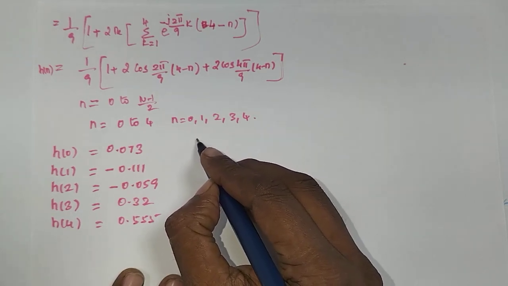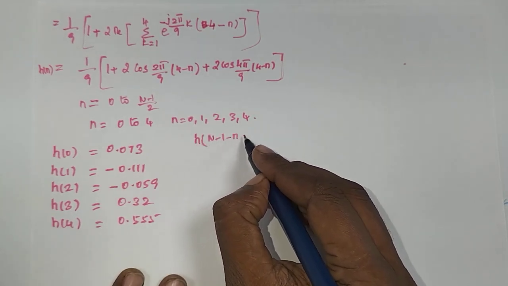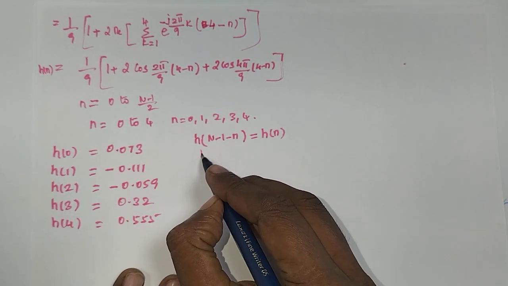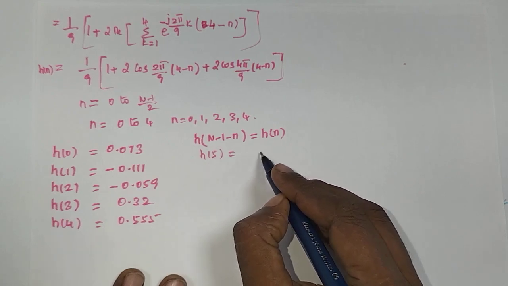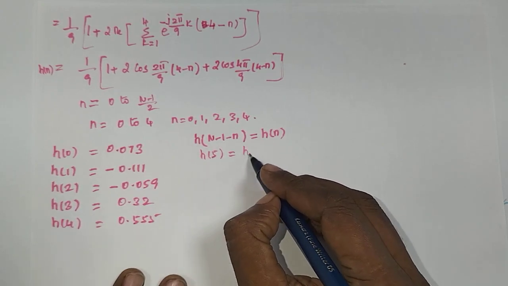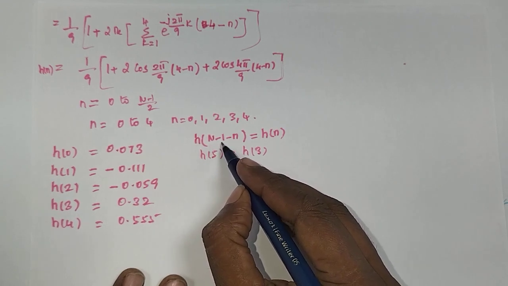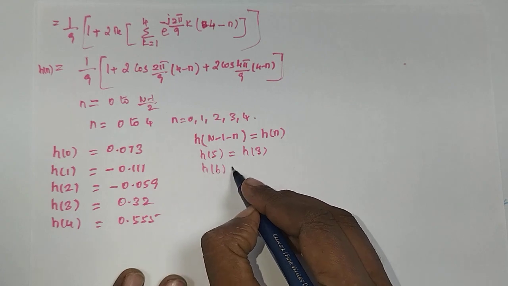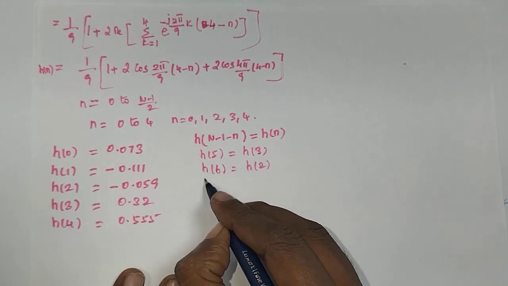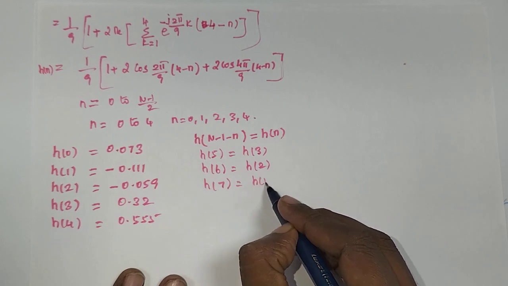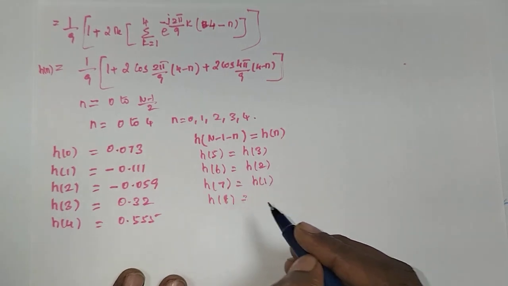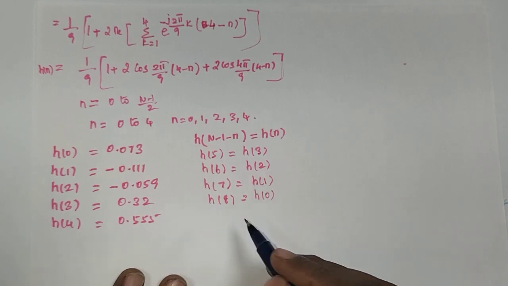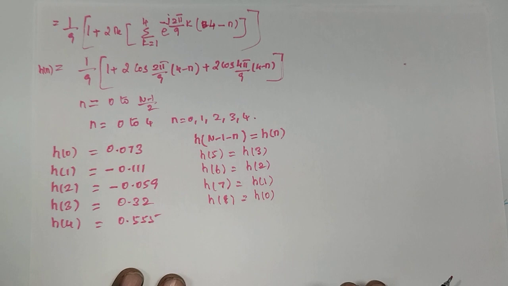The condition is h of n minus 1 minus n is equal to h of n. So for the other filter coefficients, that is h of 5 is equal to h of 3, that is 9 minus 1 is 8, 8 minus 5 is 3, and then h of 6 is equal to h of 2, h of 7 is equal to h of 1, h of 8 is equal to h of 0. So the total filter coefficients are 9 filter coefficients.